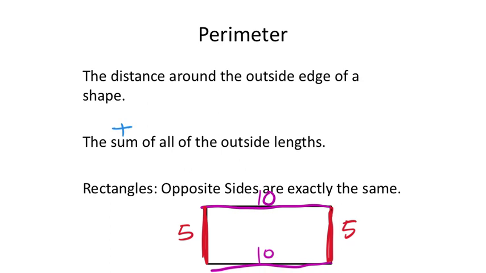rectangle. Excuse me. If you wanted the perimeter of this one, you just do 10 plus 5 plus 10 plus 5. I started at the top. Some students like to start on the left, the bottom, the right. Doesn't matter. But in the end, you should see 4 numbers being added together.